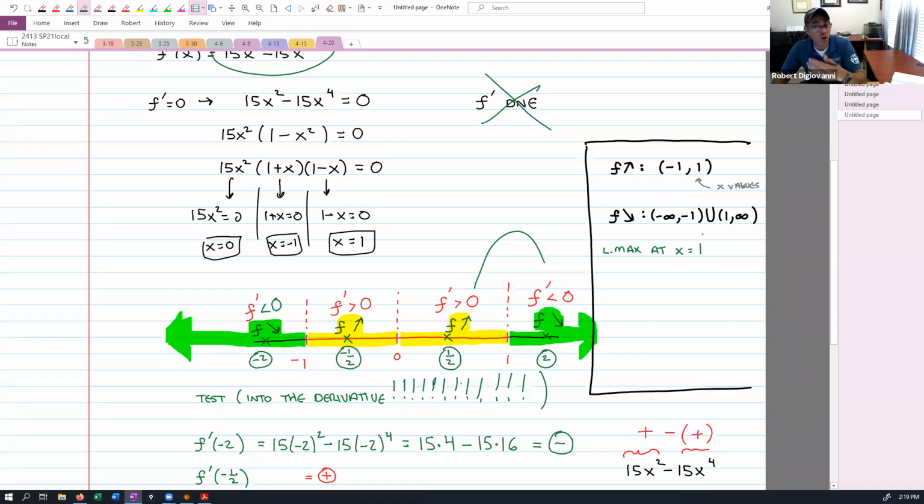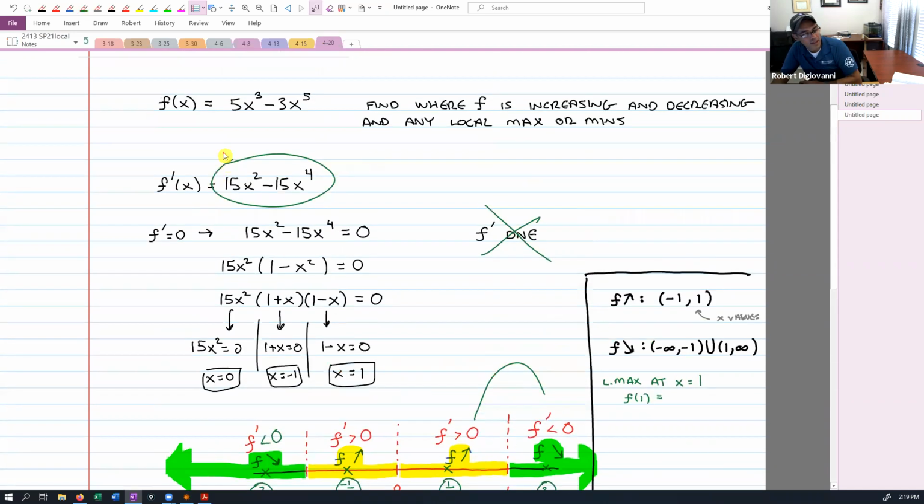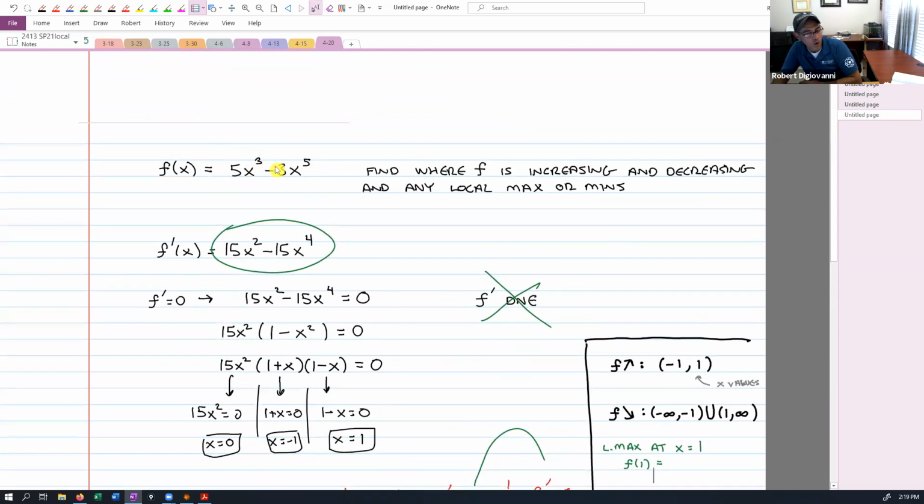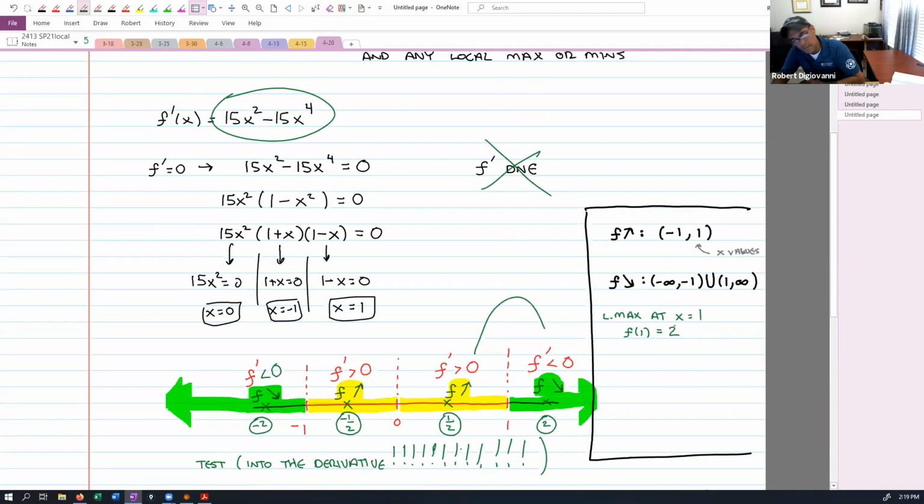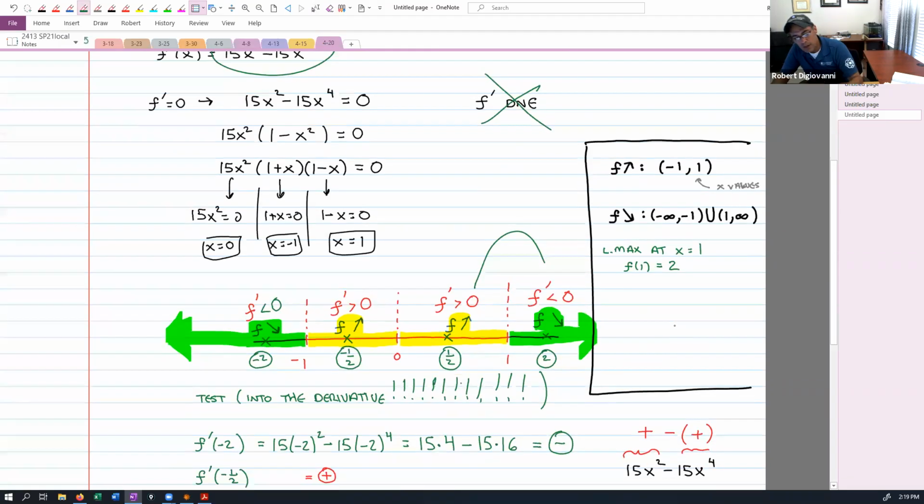Now, do you want to know what the actual value is? Like, do you want to know how high it is? Okay, just plug that 1 into the original function. So plug 1 into the original function here. I'll leave it to you, but you'll get 2. In other words, if we look at the point (1, 2), this point is going to be a local max. Don't confuse the point with the interval.